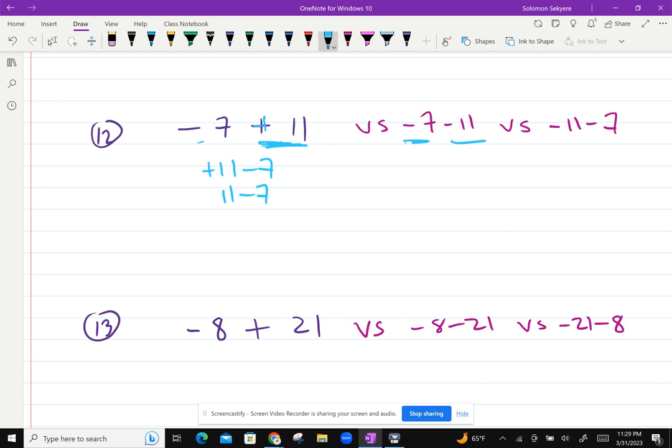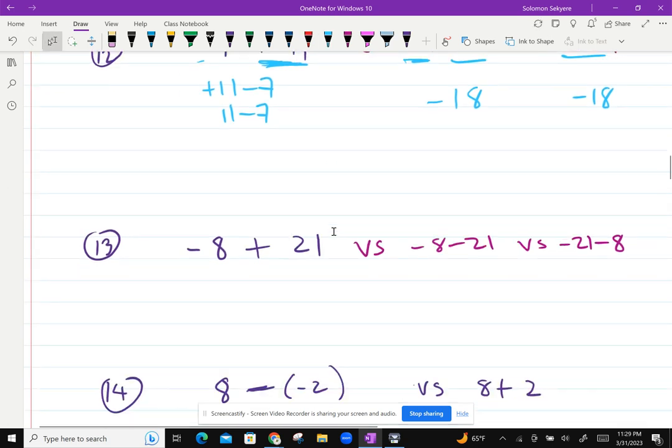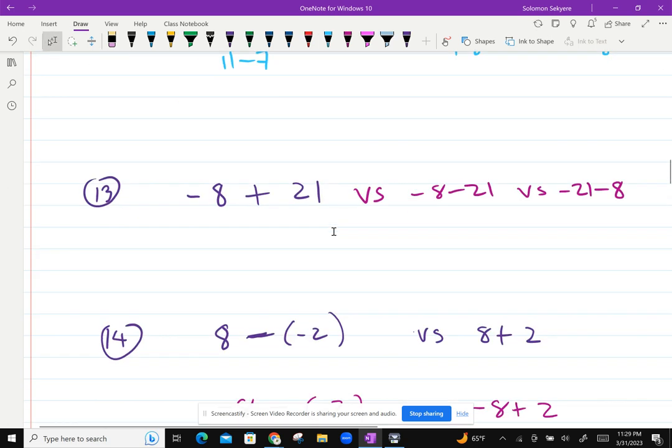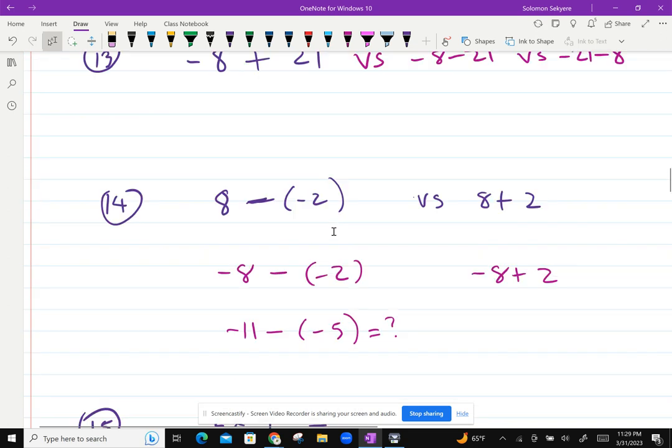What are you going to get? Negative 18, right? Same thing. You see the difference? Okay, so I need you to do all these. And I'm going to send you the answer sheet.